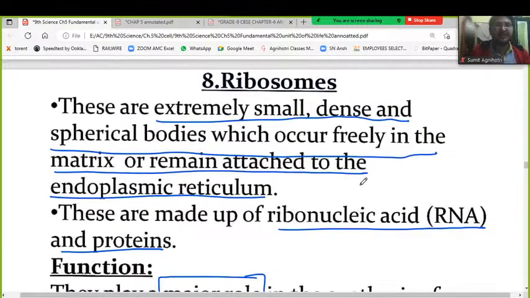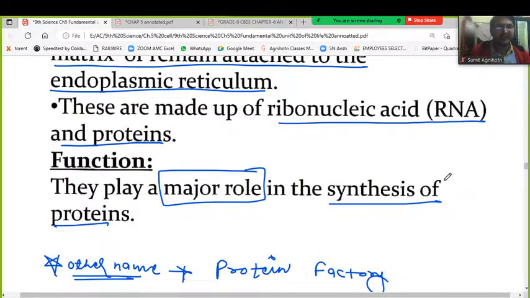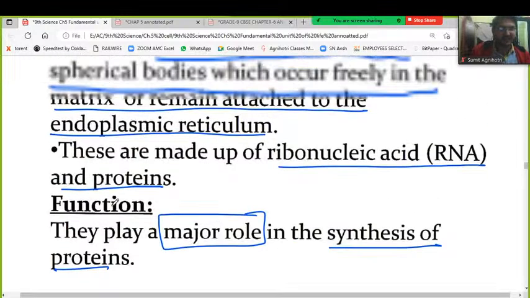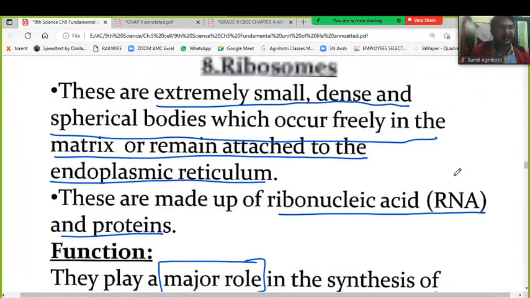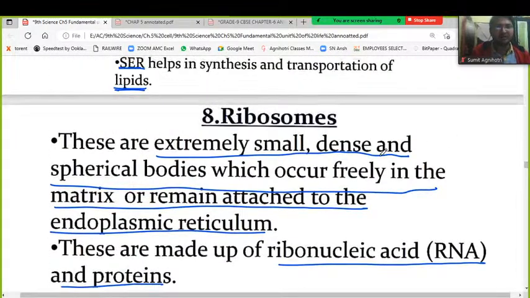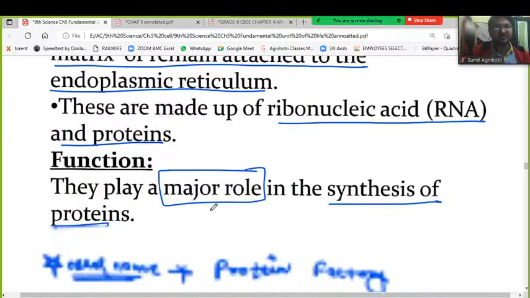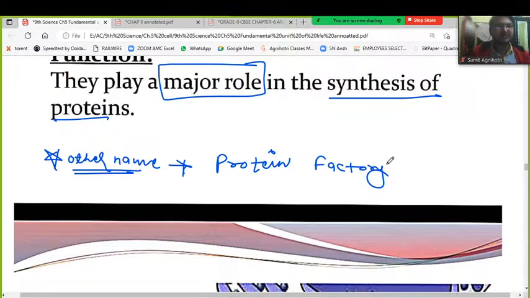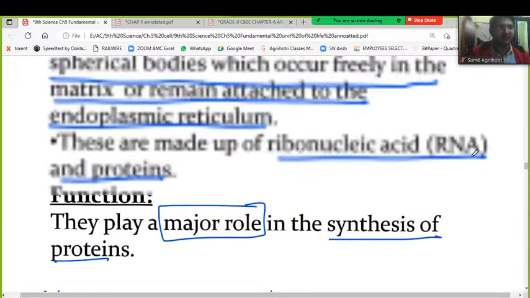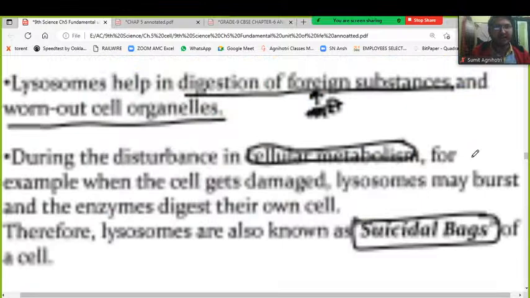Then we have ribosome. I've already told you that it has a major role in the synthesis of protein, and these are made up of RNA, and these are extremely small, dense and spherical bodies which occur freely in the matrix or remain attached to the endoplasmic reticulum. The other name is protein factory. What do we call this? Protein factory we call this.